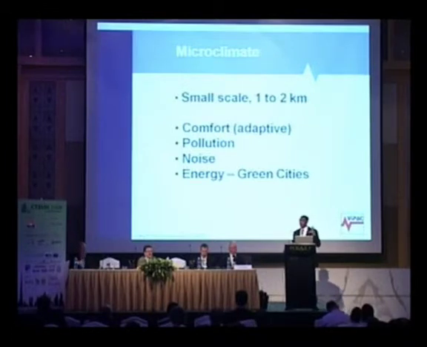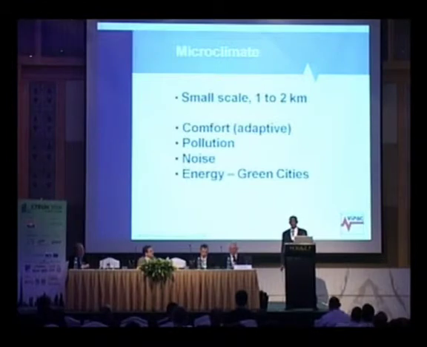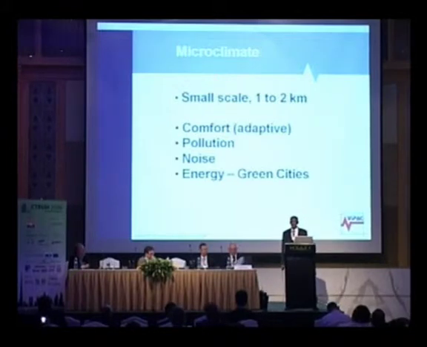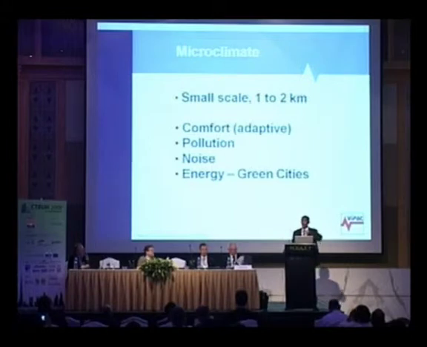In a particular region, climate deviates from place to place. In a few kilometers, it will form a small-scale climate pattern. This small-scale climate pattern is what we call microclimate. And this microclimate will have an interaction with the bigger picture of the climate.